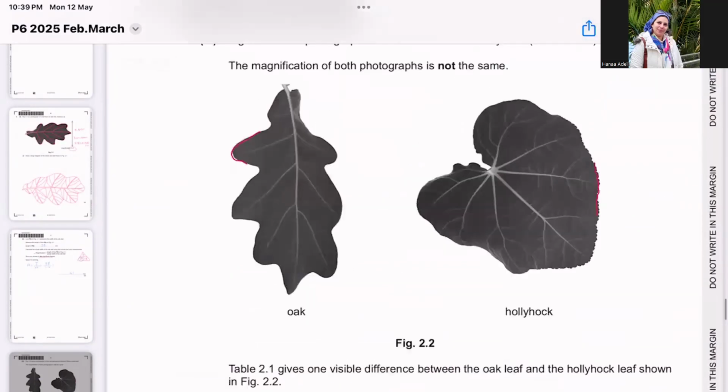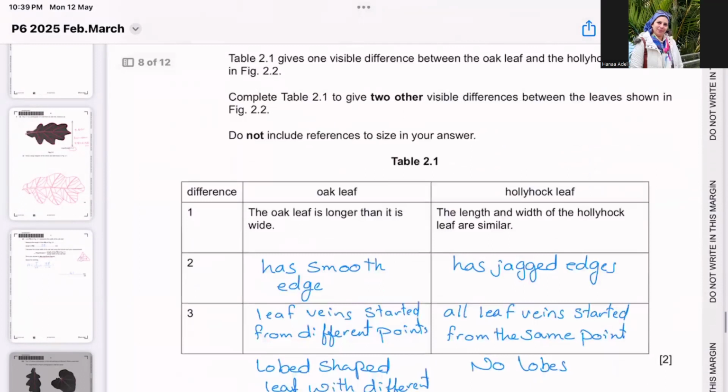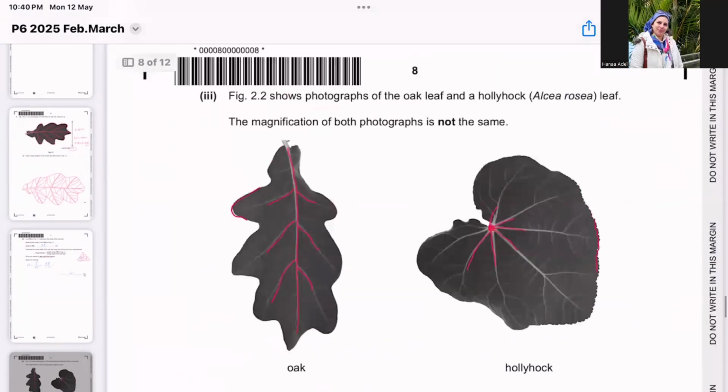And if you concentrate well, we can find the veins started from one point, okay, from one point like this. But this one, not from one point, so they started not from the same point. And also we can find this loop-shaped leaf with a different width, and the other, there is no loop. So we can find this loop, and another loop, but this one without any loops. Here, no loops. Here, there are loops.